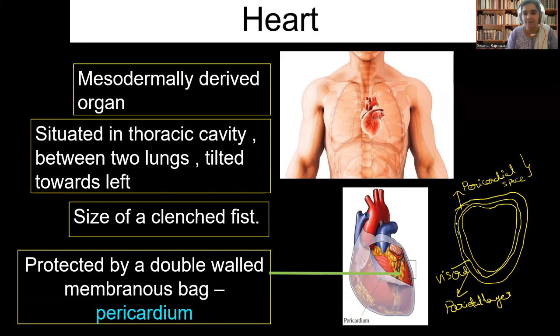So what we can say, our heart is protected by a membranous bag, which we call pericardium, which contains the outer parietal layer and the inner visceral layer. In between those two, there is the pericardial space, which is filled with pericardial fluid. This pericardial fluid protects our heart from shocks.